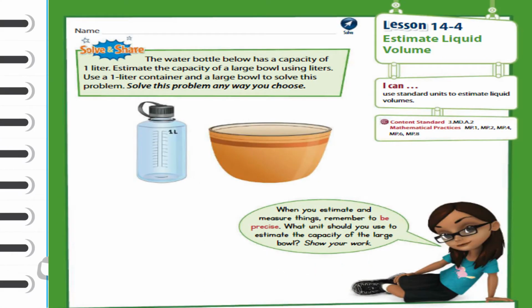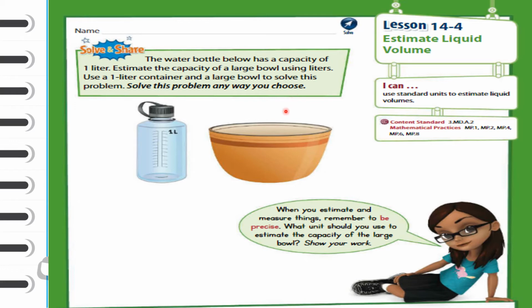Okay, so in lesson 14.4, what is the problem given? The water bottle below has a capacity of 1 liter. It is also mentioned on the bottle that this bottle can hold 1 liter of the liquid, or the water. Estimate the capacity of the large bowl, this bowl, using liters. Use a 1 liter container and a large bowl to solve this problem. Solve this problem any way you choose.